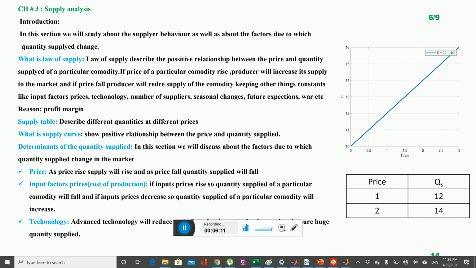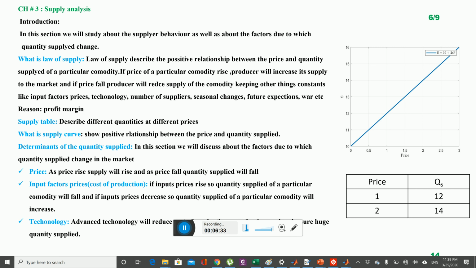So there is a positive relationship between the price and quantity supplied. This is also very clear from the data table: price is increasing and quantity supplied is also increasing. Both variables move in the same direction. What is a supply curve? A supply curve shows the positive relationship between the price and quantity supplied.